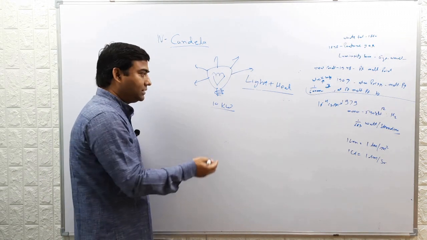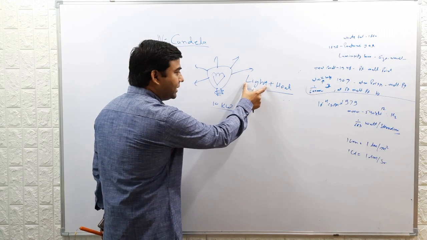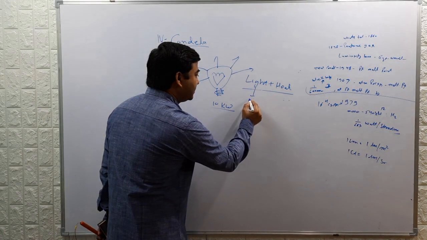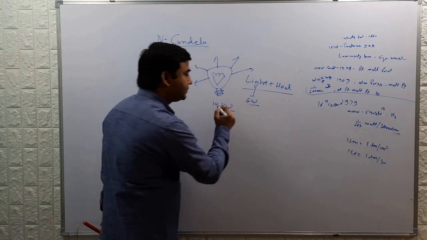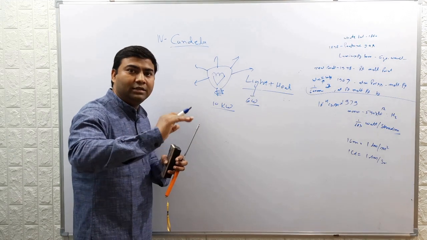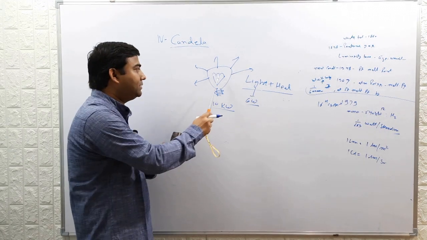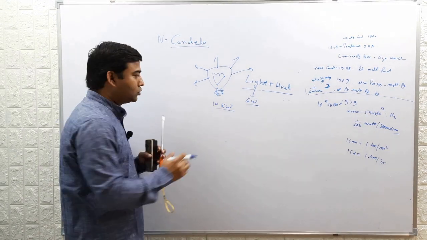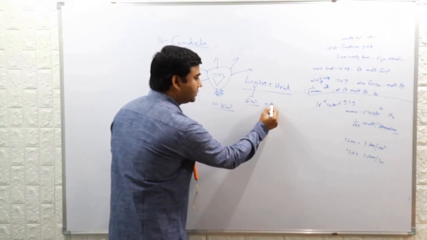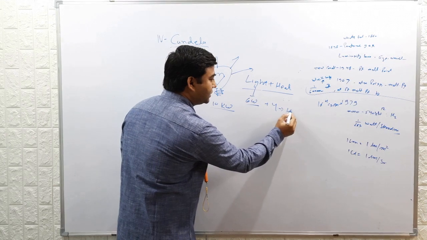And the rest is energy. Let the energy associated with light be 6 watt. Energy associated with red, green, blue, yellow, all lights emitted by this bulb is 6 watt. So the rest, 4 watt energy, electricity, is heat.